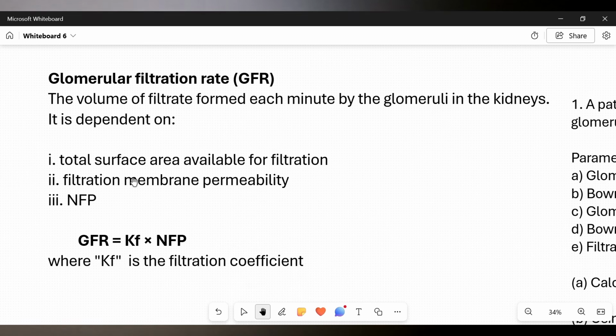Then lastly, the total surface area that is available for filtration to occur. Why is this important? Because in the instance of glomerular nephritis or glomerular sclerosis, it reduces the total surface area that is available for filtrate formation. So it's important that there is enough surface area for filtrate to be formed. So now these two factors come together to give us the filtration coefficient. So the filtration coefficient together with the net filtration pressure gives us the glomerular filtration rate.